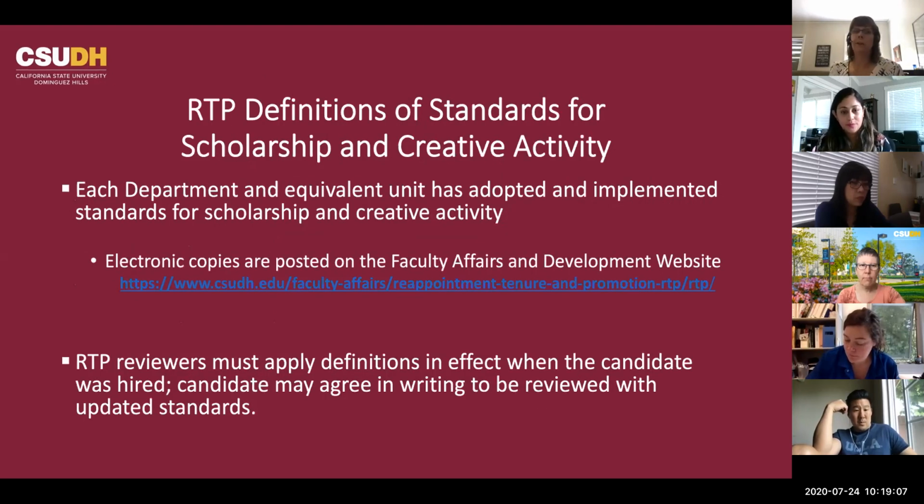Your RTP definitions of standards for scholarship and creative activity, you were given those at the time of hire. They are also all located on our Faculty Affairs website at this link here. So again, you were given those. You should have been using them last year as you were doing your abbreviated reviews. If you do need new copies, they're posted on our website, okay?